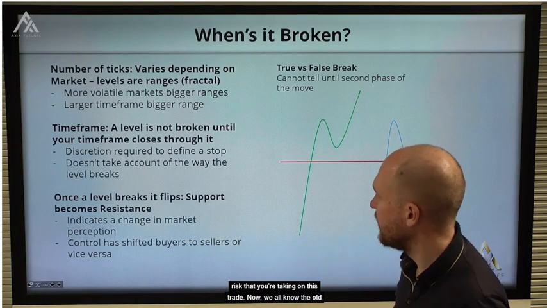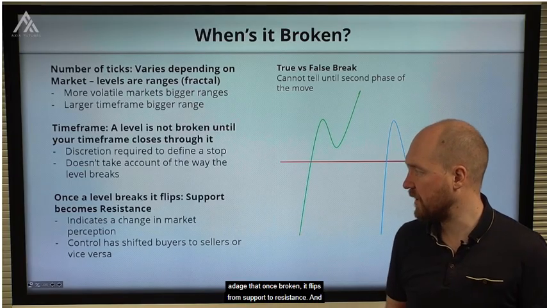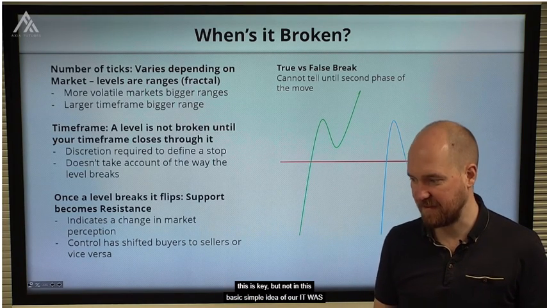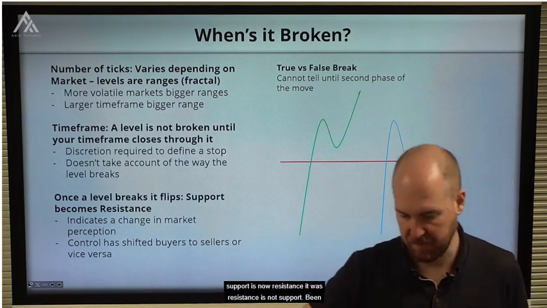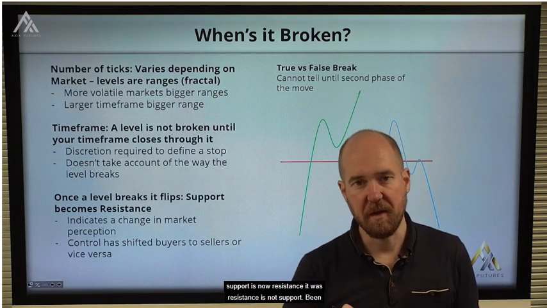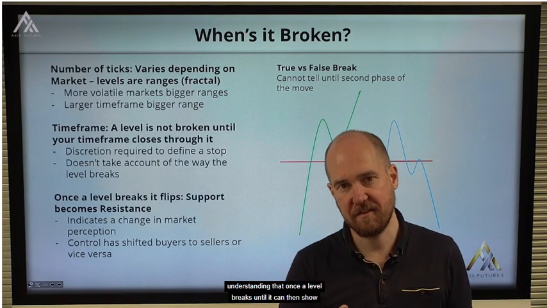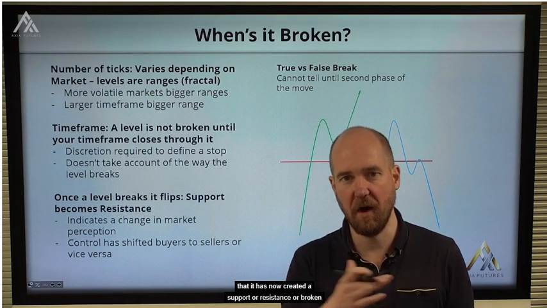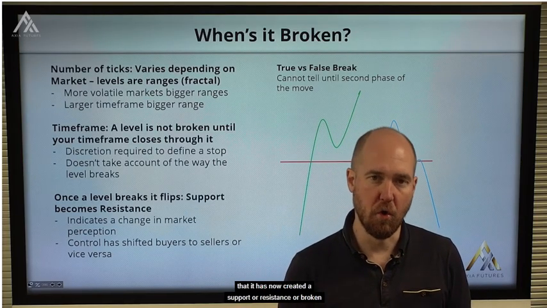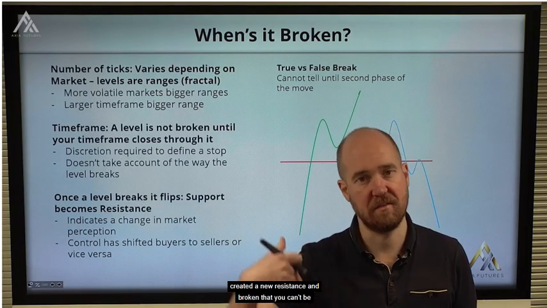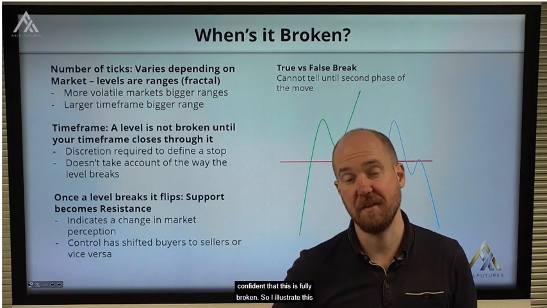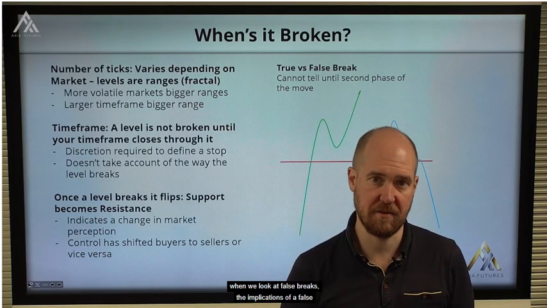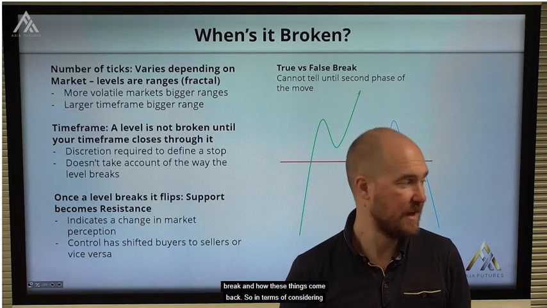Now, we all know the old adage that once broken, it flips from support to resistance. And this is key, but not in this basic simple idea of, oh, well, it was support, it's now resistance, it was resistance, it's now support. But in understanding that once a level breaks, until it can then show that it has now created a support out of a resistance, or broken, created a new resistance and broken that, you can't be confident that this is fully broken. So I illustrate this when we look at false breaks, the implications of a false break, and how these things come about.